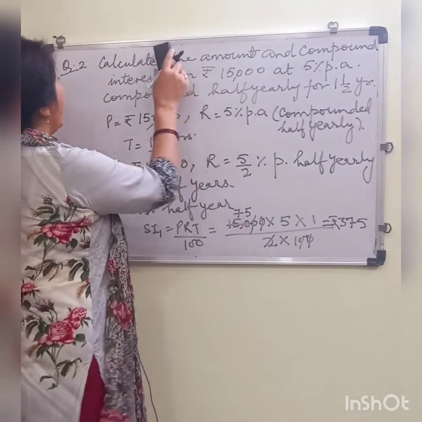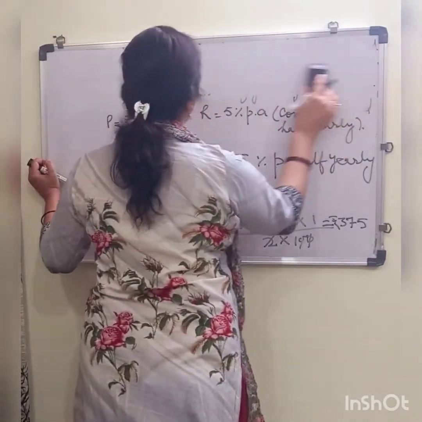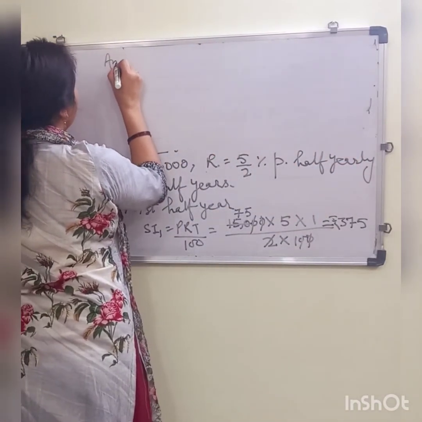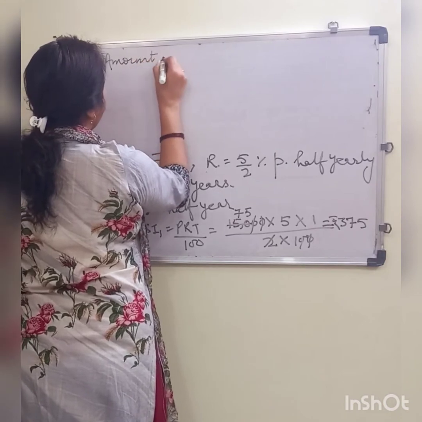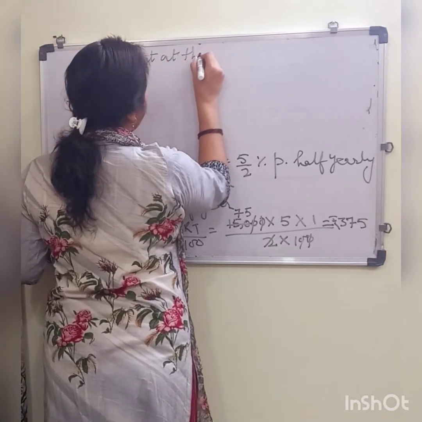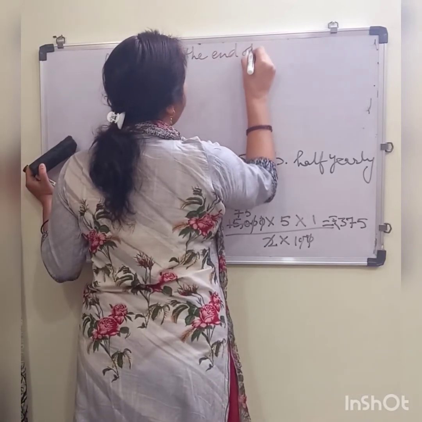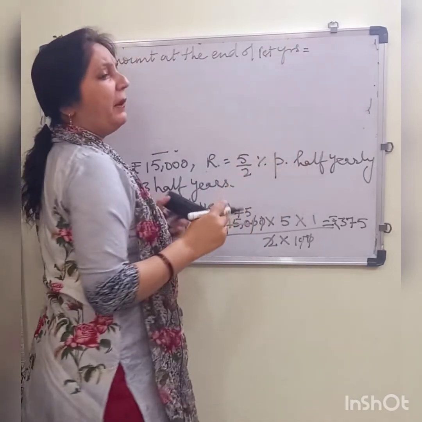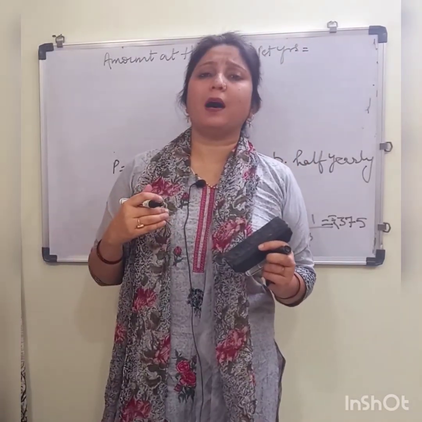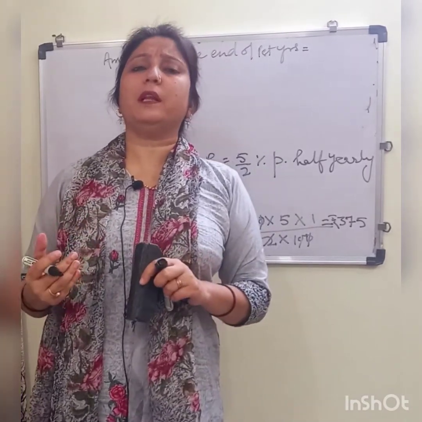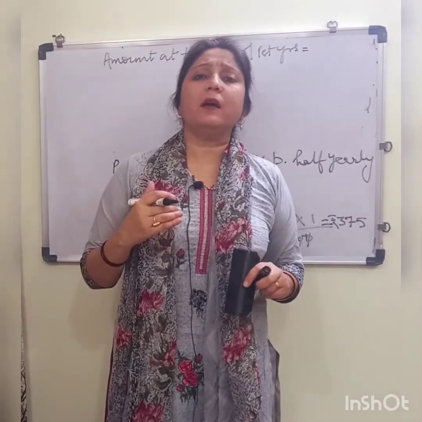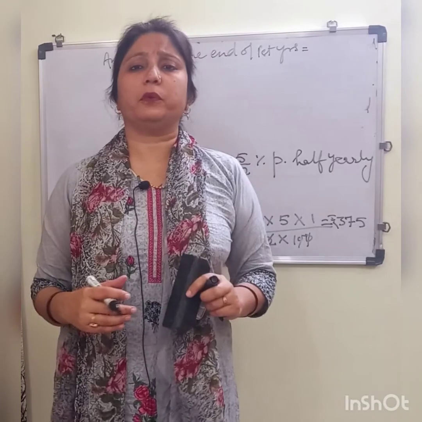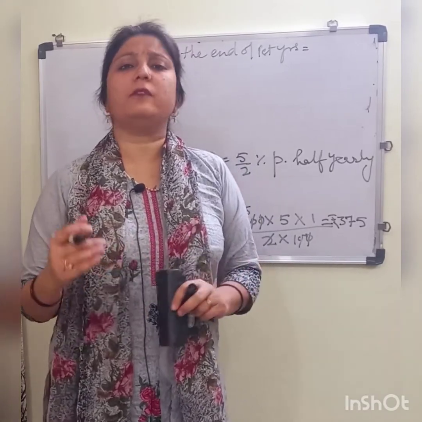Means for your first half year, interest becomes rupees 375. At the end of first half year, amount calculate करेंगे. Amount at the end of first half year, मतलब फर्स्ट हाफ ईयर के एंड में अमाउंट कितना होगा. This time you are amazed why I am using both the languages, क्योंकि children, some people find it difficult. कुछ लोगों को प्रॉब्लम होती है जब वो पूरा टोटल इंग्लिश में होता है. So I am taking mixed language.